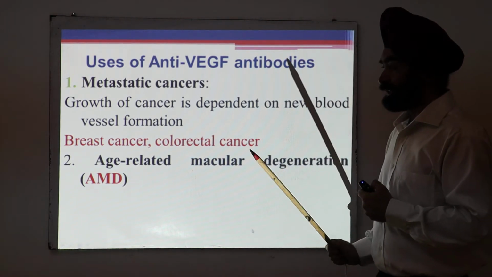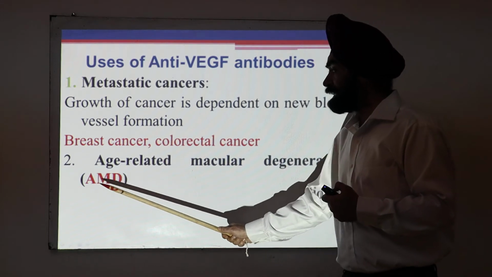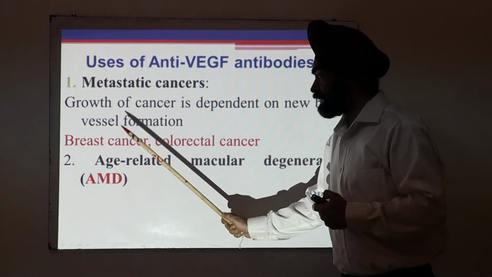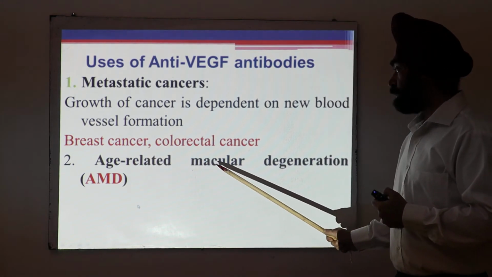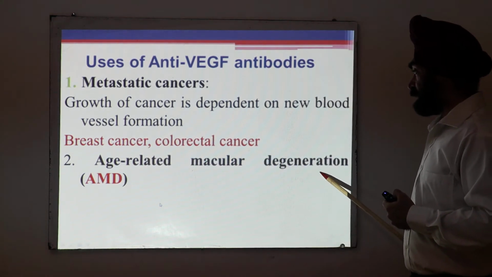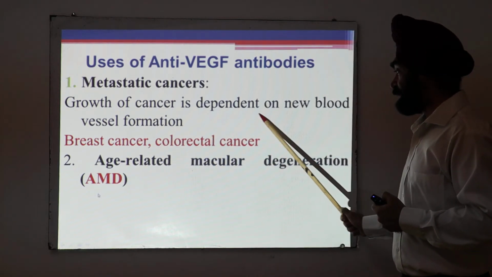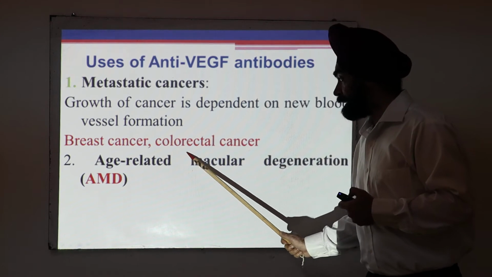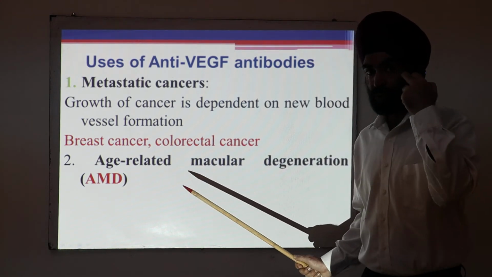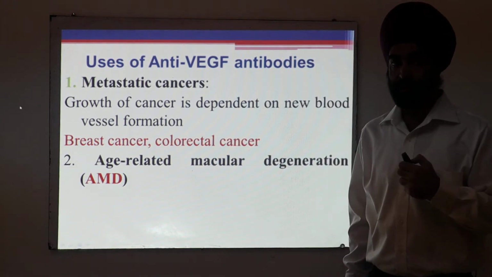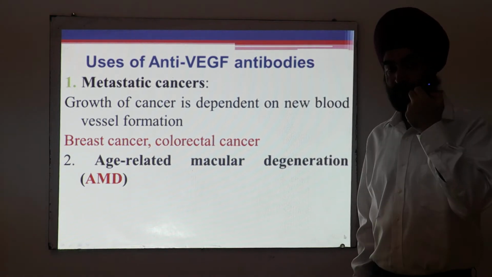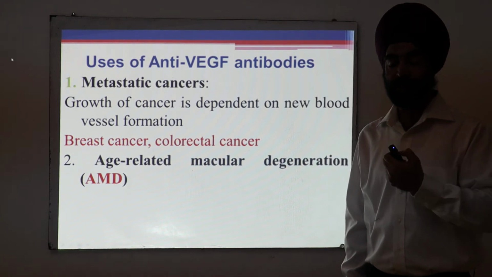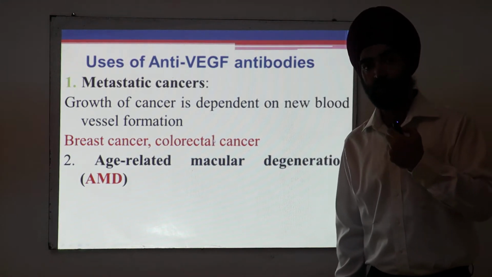The second condition is called AMD. What is AMD? A stands for age-related, M for macular degeneration, age-related macular degeneration. If you remember the physiology of the eye, there is a macula portion in the eyes near the retina. In that portion, there is abnormal angiogenesis. New blood vessels are formed in an abnormal manner.